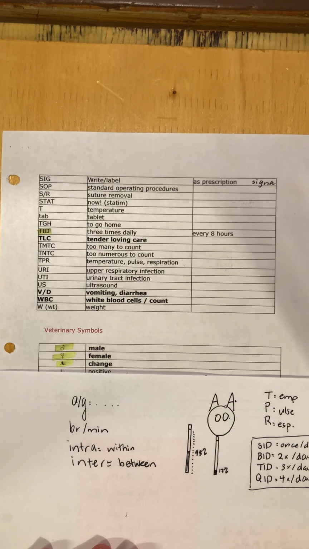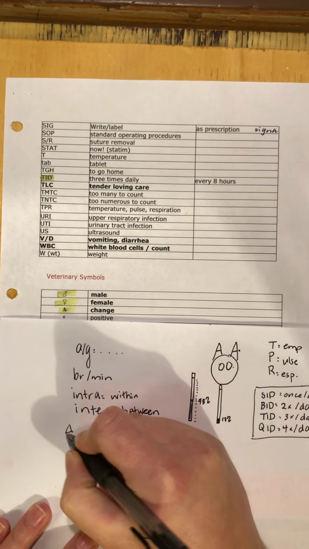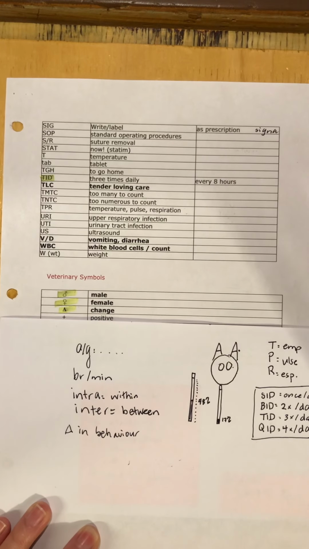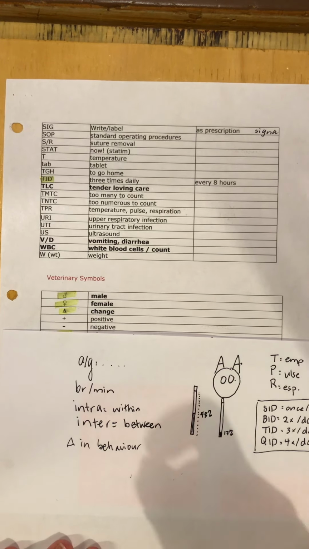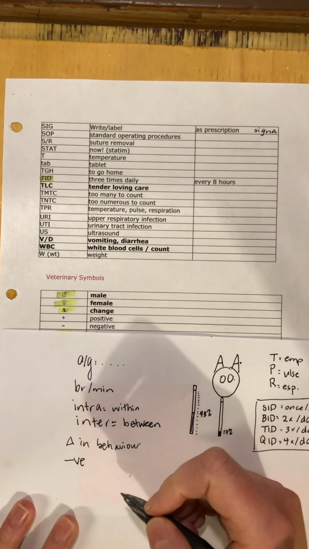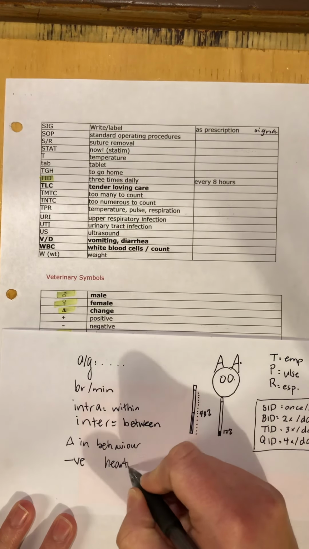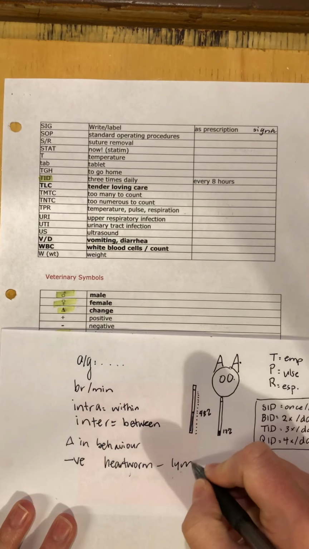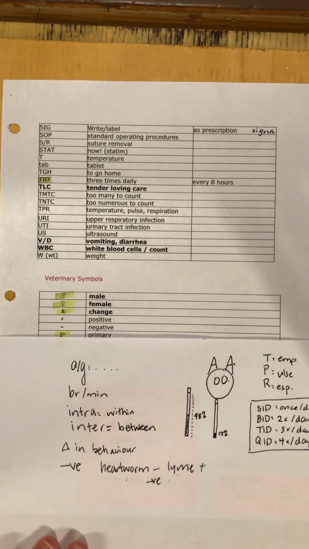A triangle means change. So you might see change in behavior. You might see something like that in a file. Plus means positive. Minus sign means negative. I will often also do it like this: a negative followed by a VE, because sometimes, if I was talking about a heartworm test, and I said heartworm negative, and then I wrote something else like Lyme positive, I could see people thinking it's just a dash. So I'll often write the VE as well.